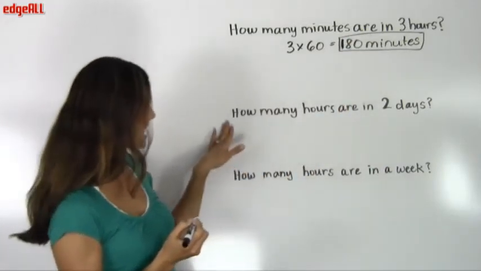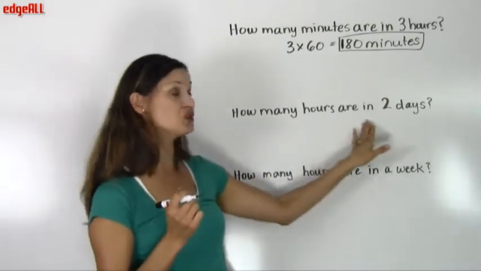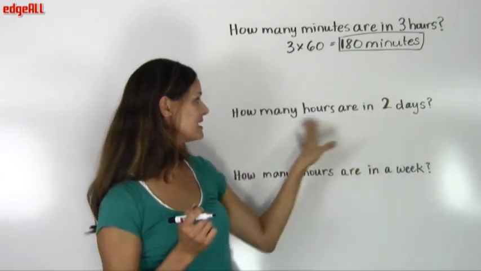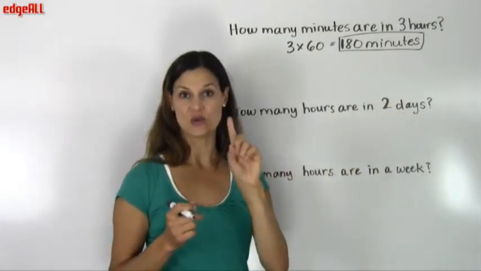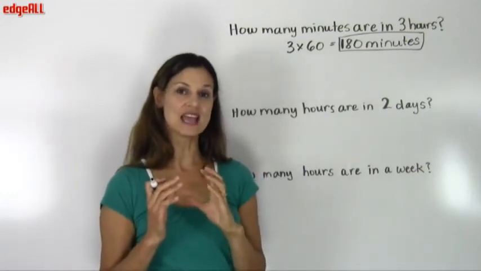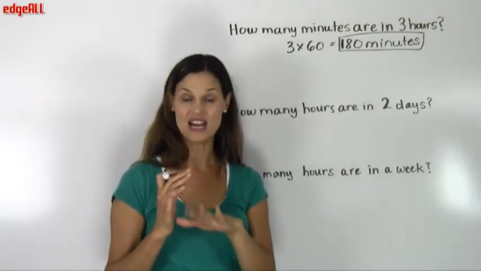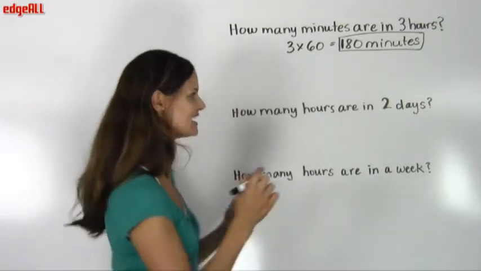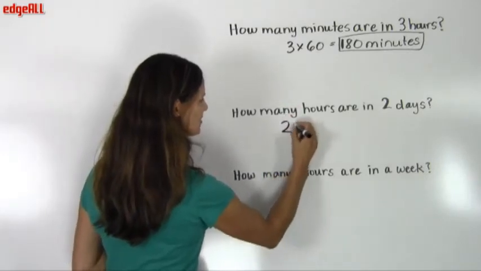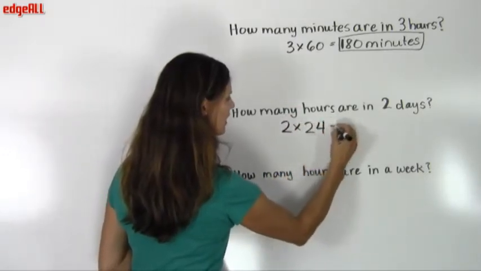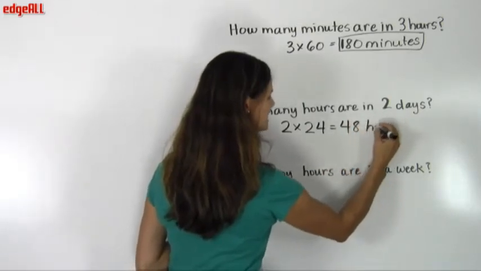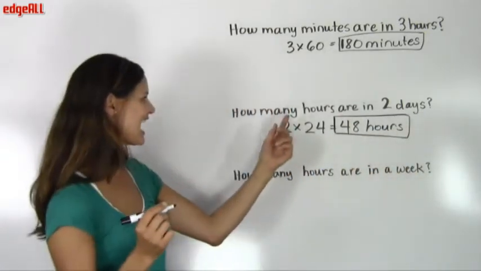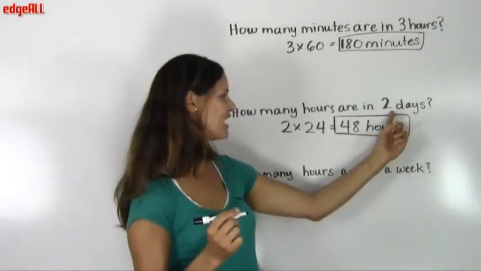Our second example asks us how many hours are in 2 days. Well, we know that 1 day is 24 hours. So in 1 day, if we have 24 hours, we need to multiply that 24 times 2 in order to find out how many hours we have in 2 days. So we do 2 times 24 to give us 48 hours. There are 24 hours in 1 day and 48 hours in 2 days.